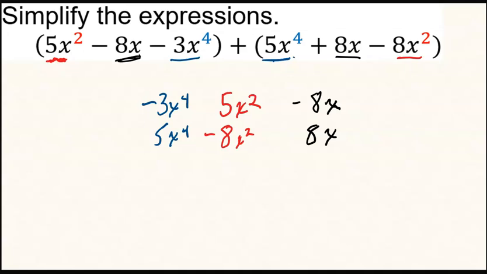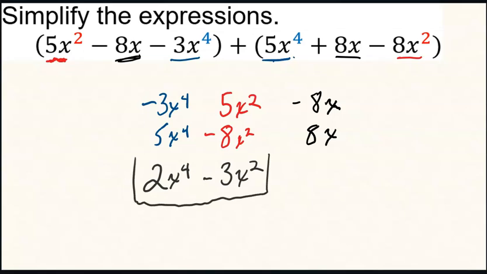When I do that, negative 3 plus 5 is 2. So this term will be 2x to the fourth. 5 plus negative 8 is negative 3. So this will be negative 3x squared. Negative 8 plus 8 is 0. So for this example, we combined the polynomials using addition, and this is my combined polynomial.